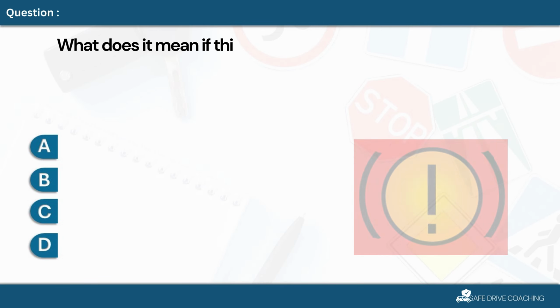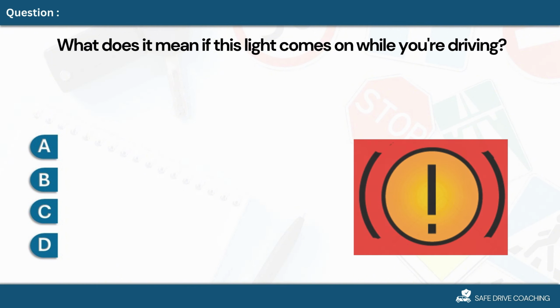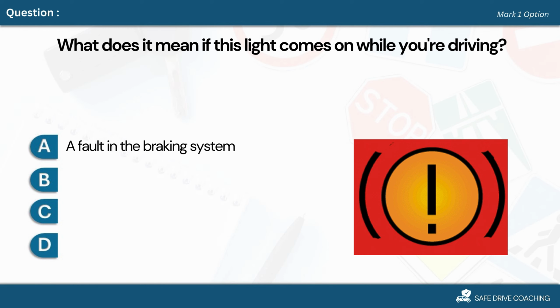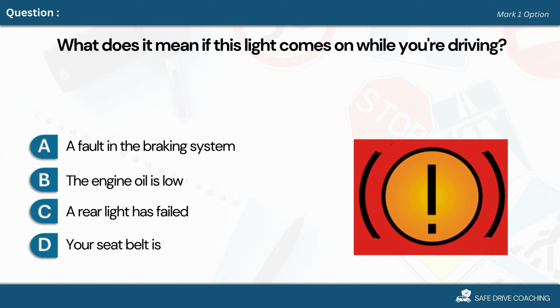What does it mean if this light comes on while you're driving? A. A fault in the braking system. B. The engine oil is low. C. A rear light has failed. D. Your seat belt isn't fastened.